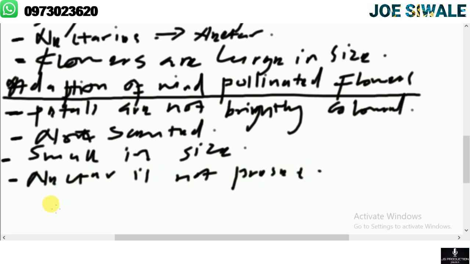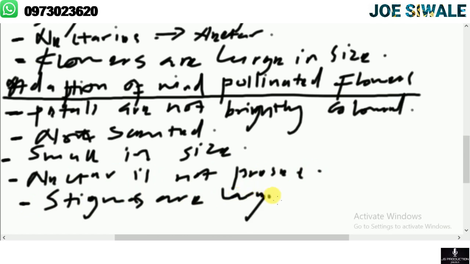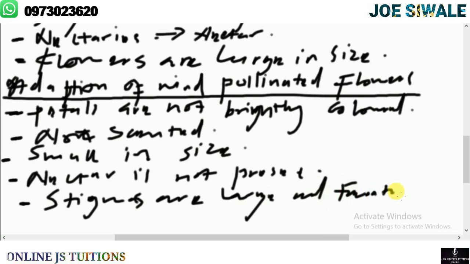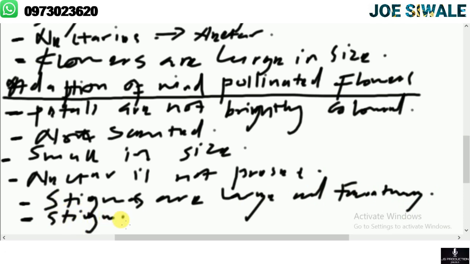Then here the stigmas are usually large and they are feathery. The stigmas also hang outside the flower so that they can trap the pollen grains.